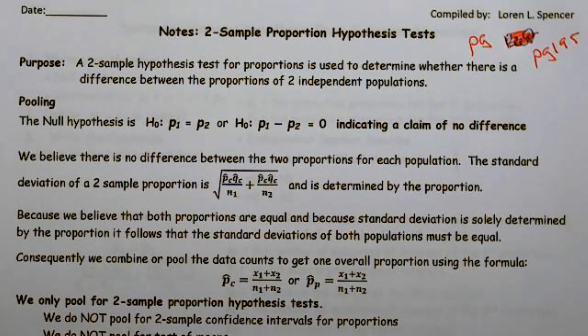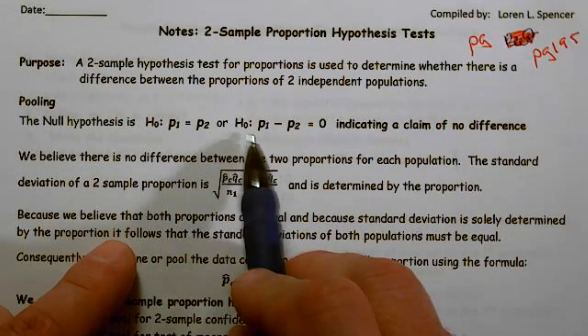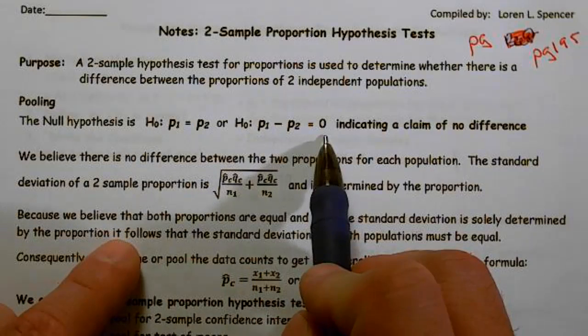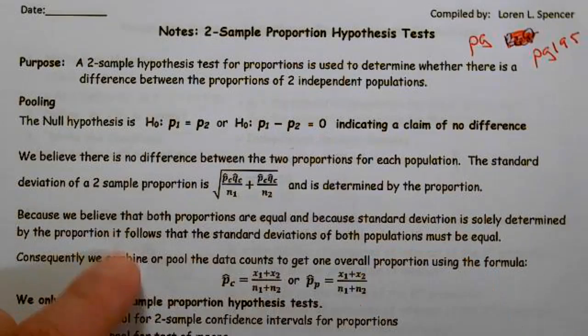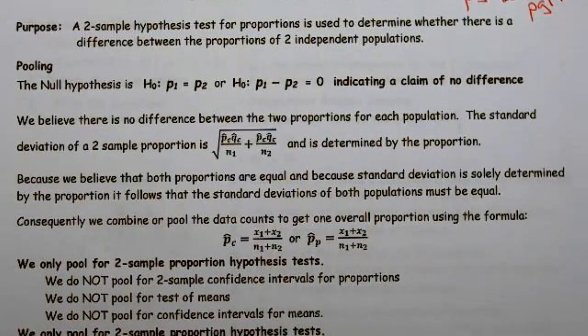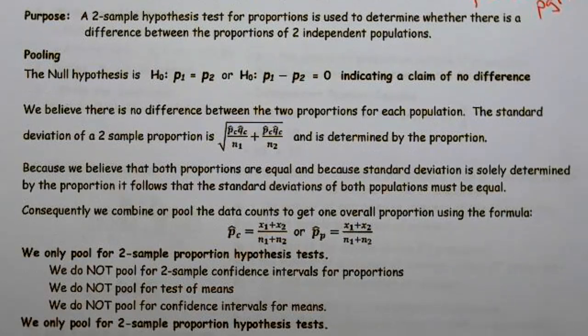So a two sample hypothesis test for proportions is used to determine whether there is a difference between the proportion of two independent populations. Well, that's the same that we said with the confidence interval, so that's no different. And the null hypothesis is P1 equals P2, and/or P1 minus P2 equals 0, including no difference. And because we believe that there is no difference, I'm going to explain the concept of pooling. We believe that the proportions are equal, so we have to actually combine the proportions.